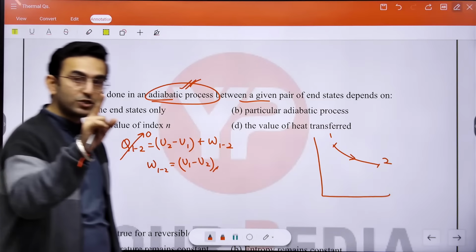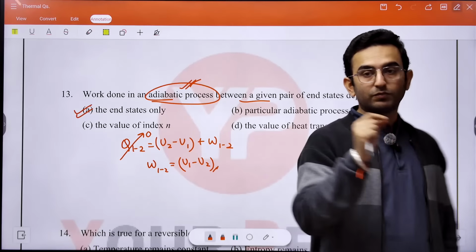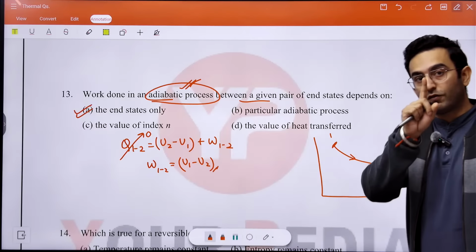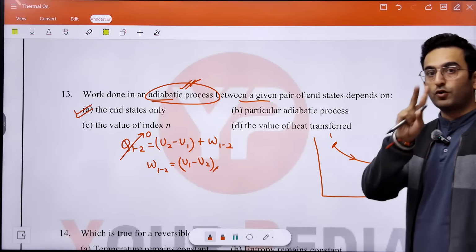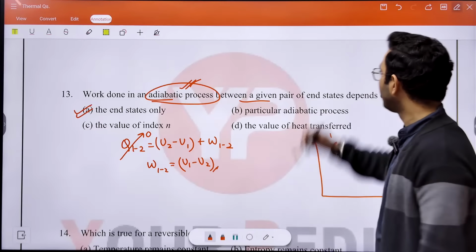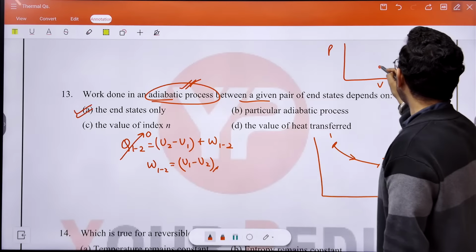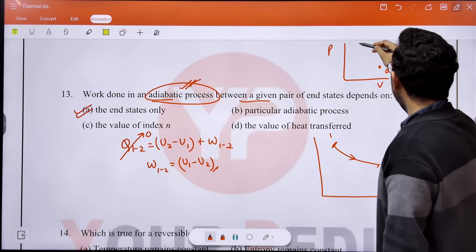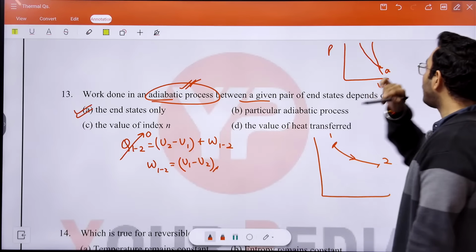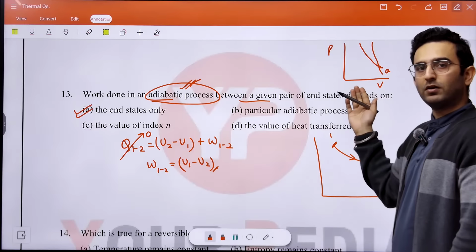Why so? Because if we just see in the adiabatic process, from one single point, we can only create one adiabatic process here. You cannot create two adiabatic processes from a single point. That you have to remember. For example, if I define a point like this one, A point, and if I take two adiabatic processes passing through this point A, you are going to observe that it is violating the second law of thermodynamics. It is not possible. Why?